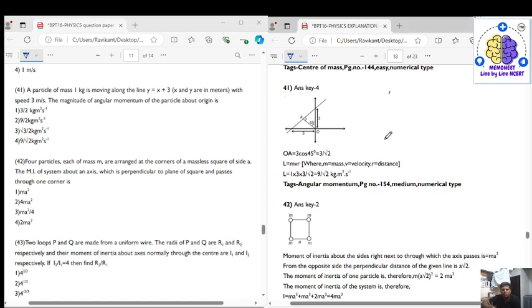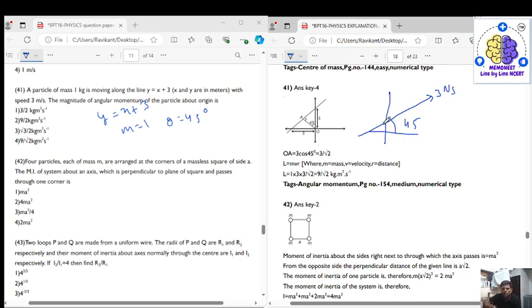So this is the case. This angle is 45 degrees, because from the equation y equals x plus 3, we have slope m equals 1, which means theta equals 45 degrees, right? And the momentum along this line is how much? Mass is 1 and speed is 3. So 3 newton second is the momentum along this line.